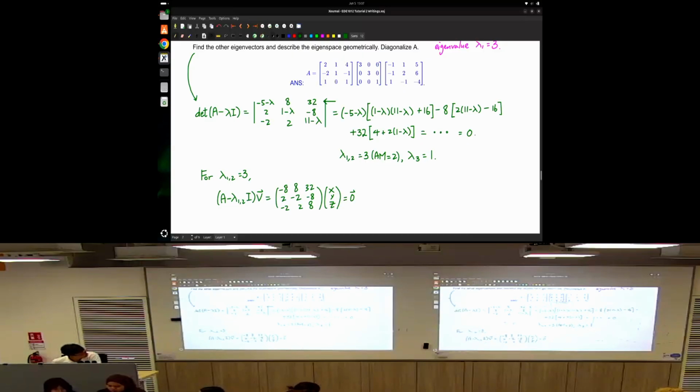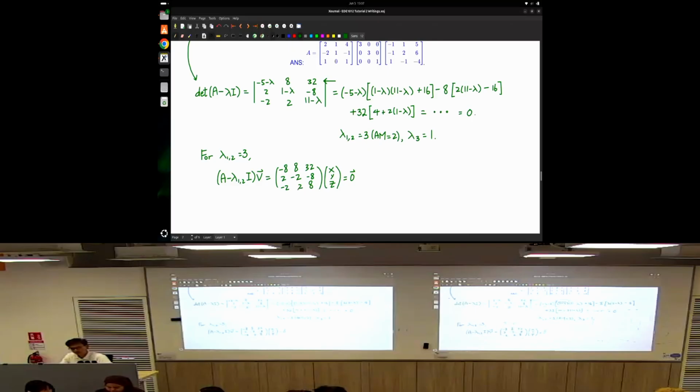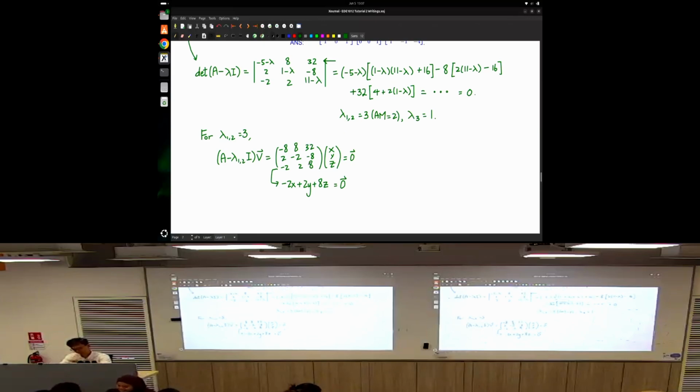So all three rows are dependent. Indeed, that is to be expected because your eigenspace is a plane. If I were to, for example, take row 3 and solve from it, I notice that I get minus 2x plus 2y plus 8z equals 0, and there are no other constraints. No more constraints because all three rows are dependent. Okay? So this is an eigenplane.